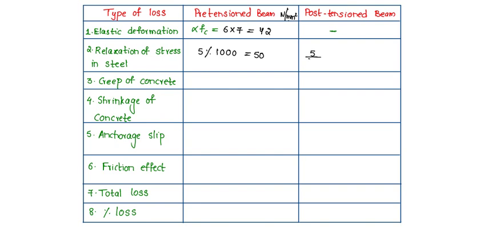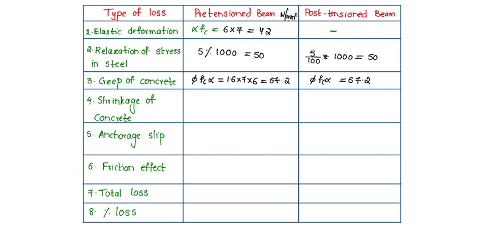Same here also, 5% of 1000, so 5 by 100 times of 1000 will be equal to 50 Newton per mm square. Due to creep of concrete, it is 1.6 into Fc into alpha, that will be equal to 1.6 into Fc is 7 into alpha is 6, so that is equal to 67.2.